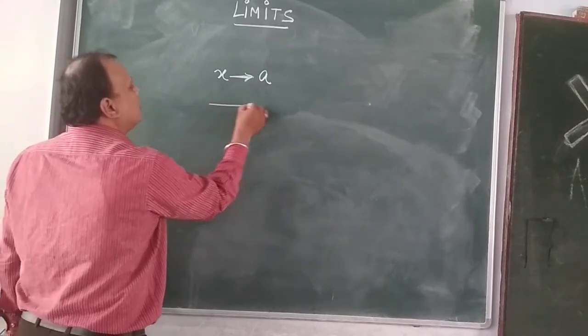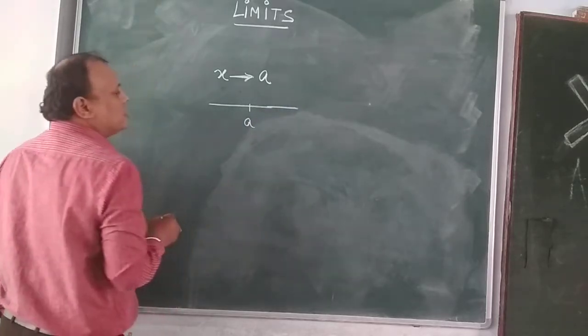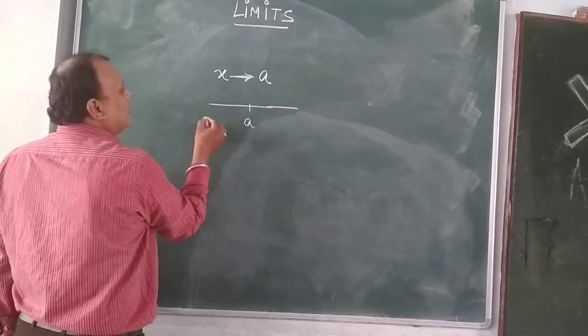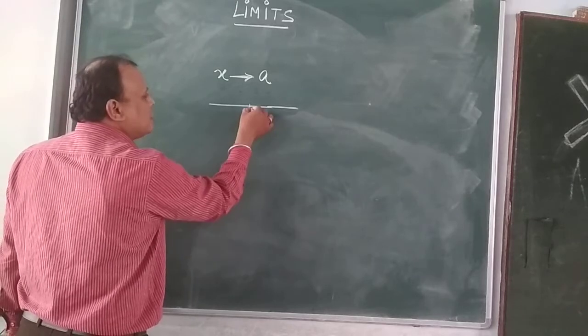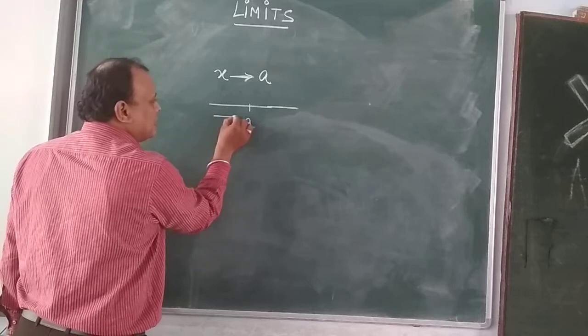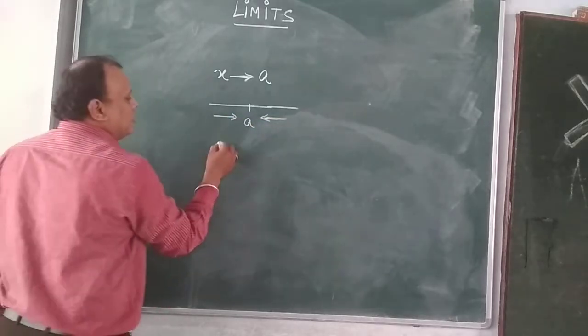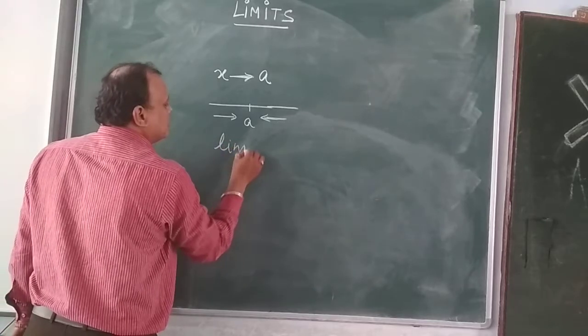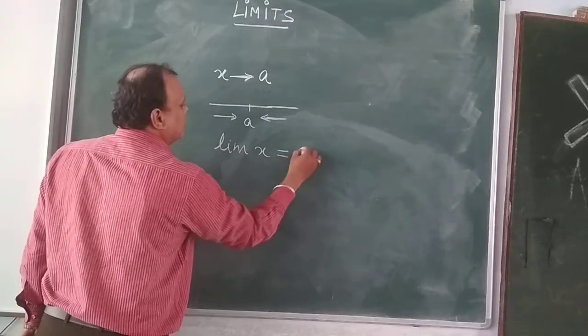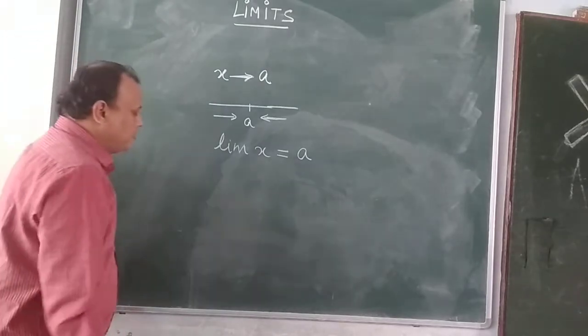We have also studied that if you consider a on the number line, then if I say that x tends to a, we have seen that x can tend to a from the left hand side as well as from the right hand side. Then I will say that the limit of x is equal to a. This was the concept which we have discussed.